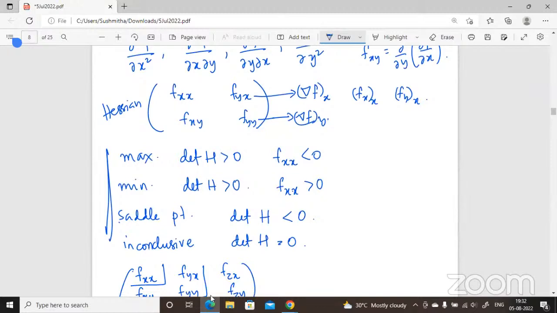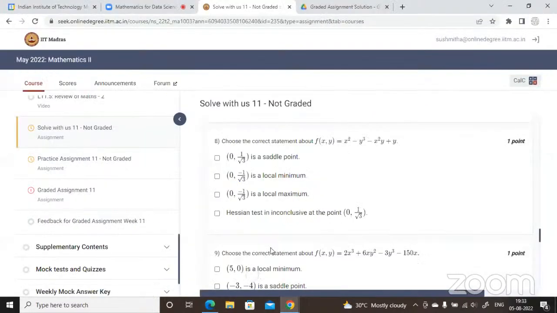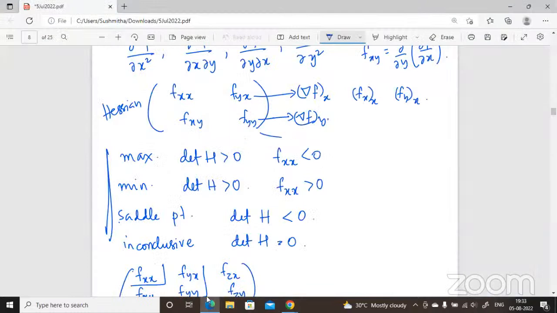Ma'am, I do this after solving the equations in x and y. No, you have to substitute at that point. Whatever the critical point is, you have to substitute that. Then you will have only numbers. So when you find the Hessian matrix, you have to evaluate this matrix at that critical point.